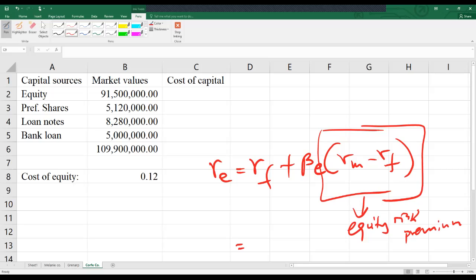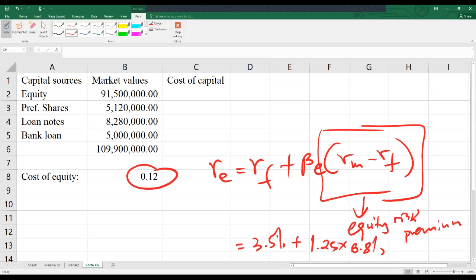Therefore this is equal to how much? 3.5% plus equity beta 1.25 times the premium 6.8%. That is what I've just done here: 12%.